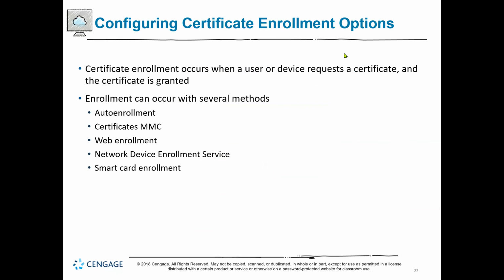Configuring certificate enrollment options. Certificate enrollment occurs when a user or device requests a certificate and the certificate is granted. Enrollment can occur with several methods: auto enrollment, certificate MMC, web enrollment, network device enrollment services, or smart card enrollment.